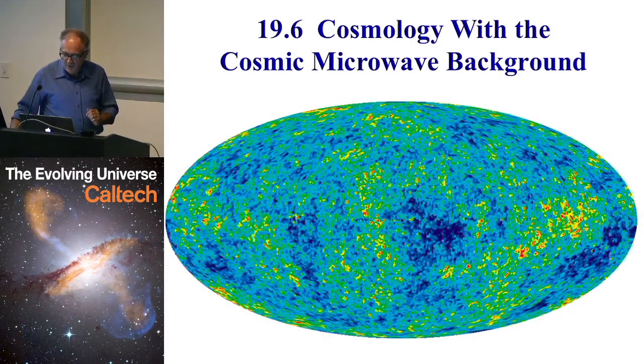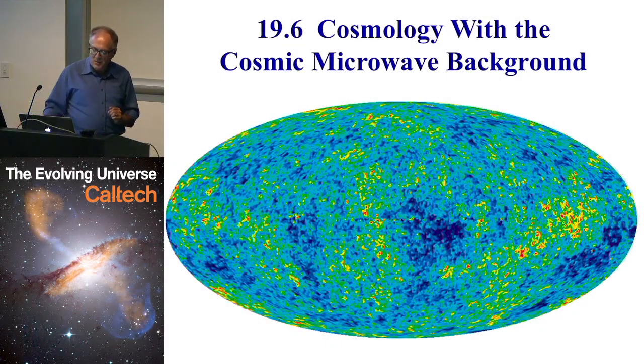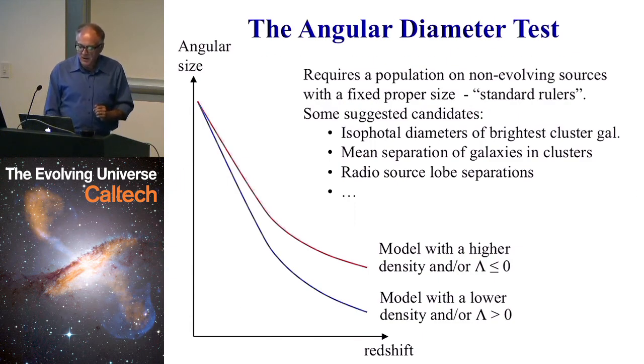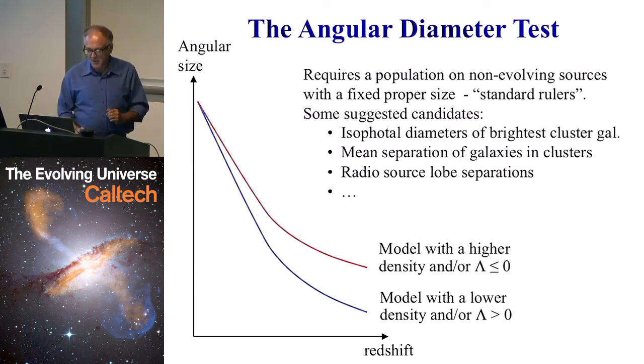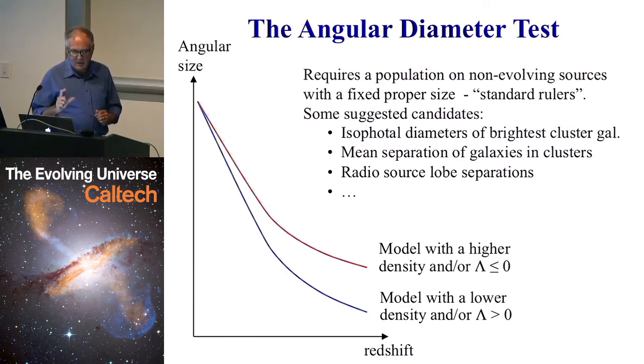Now let's turn to cosmology with cosmic microwave background, which is what real precision cosmology became. This is based on the angular diameter test. That apparent diameter will depend on the redshift according to which of these curves you sit on.